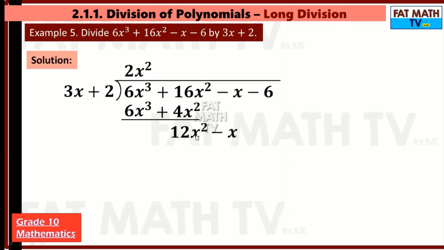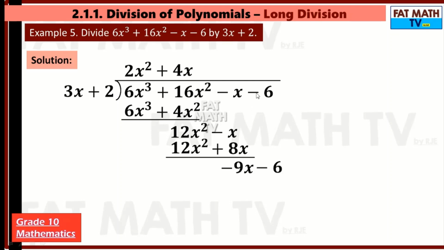And then 12x squared divided by 3x is 4x. 4x times 3x, that's 12x squared. 4x times 2, that's positive 8x. And then subtract. This is 0. Negative x minus 8x is negative 9x.